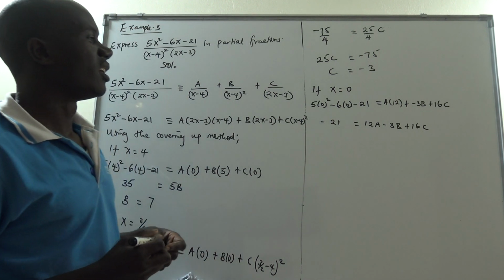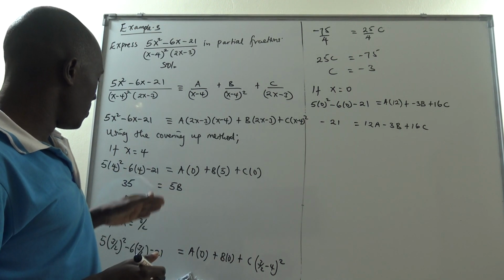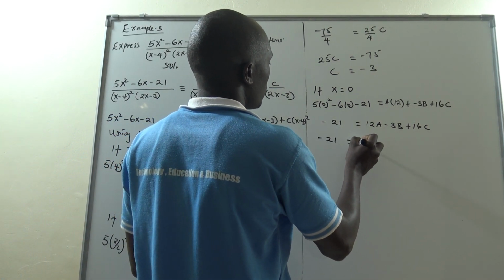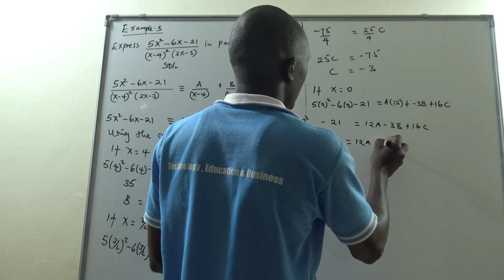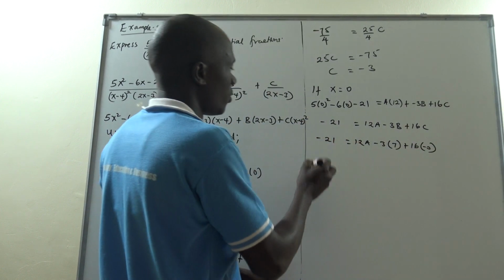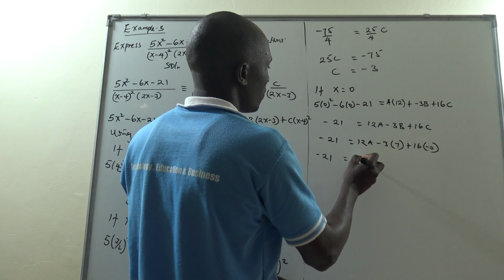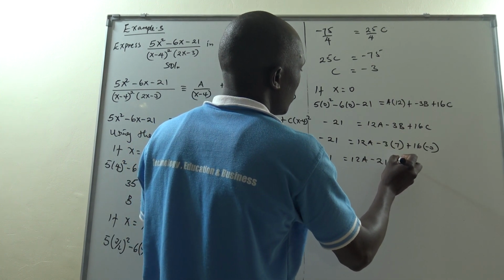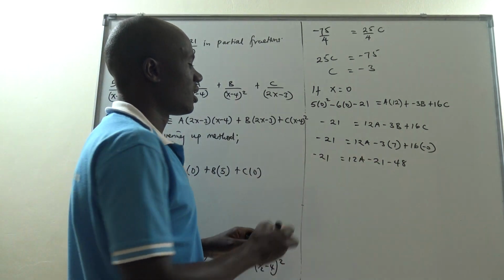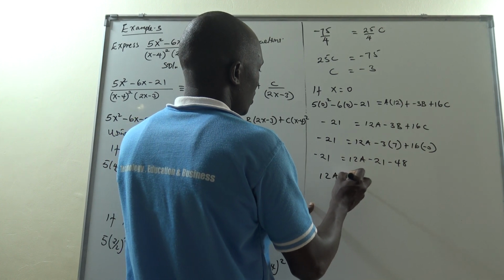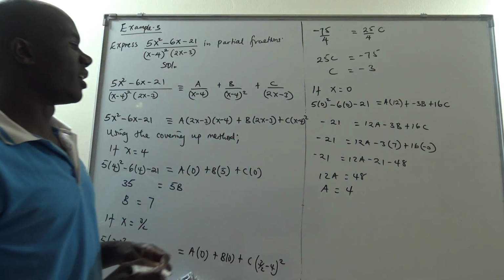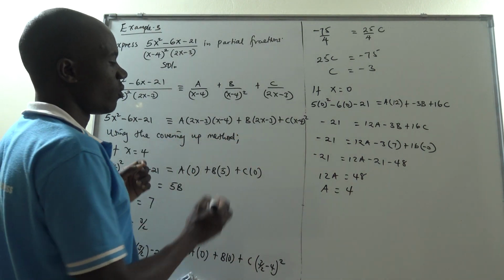Can we substitute in the values of B and the values of C? So we are getting negative 21 equals 12A minus 3 into 7 plus 16 into negative 3. So we are getting negative 21 equals 12A minus 21 minus 48. So can we try to look at that? This and this disappear. We are going to have 12A equals 48. So A alone equals 4. So after getting the values of A, B and C, we are free to substitute them.